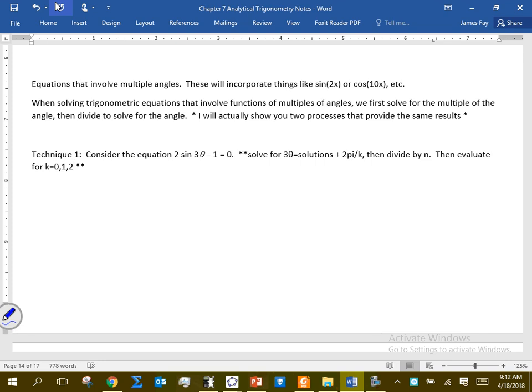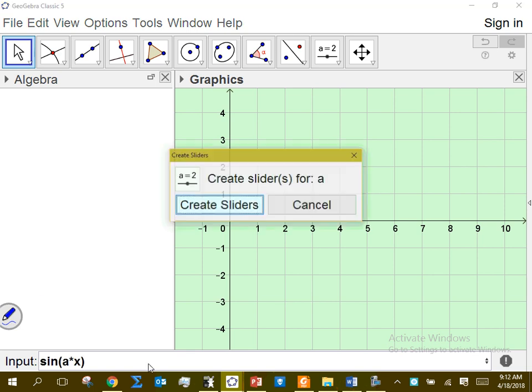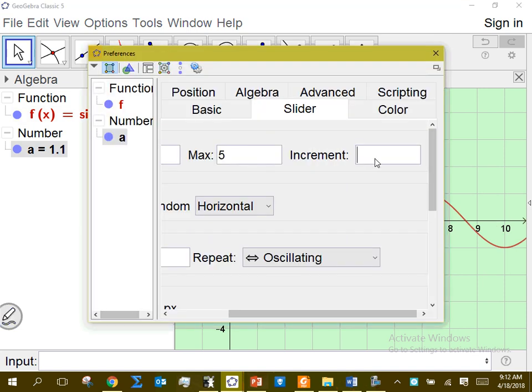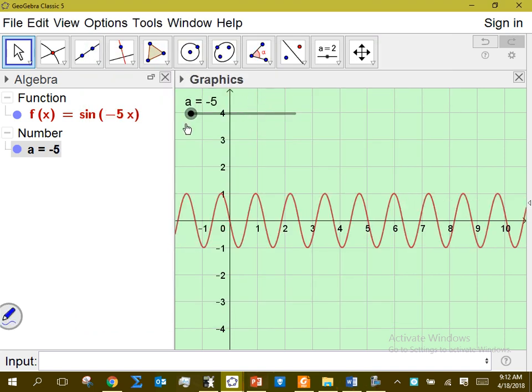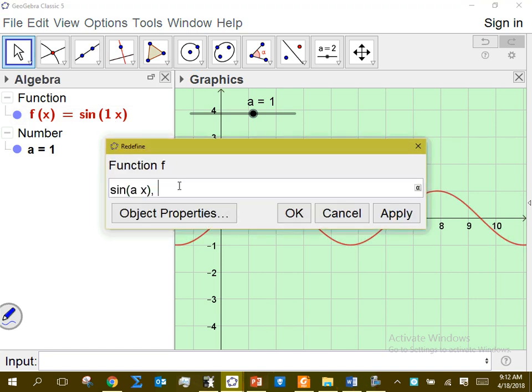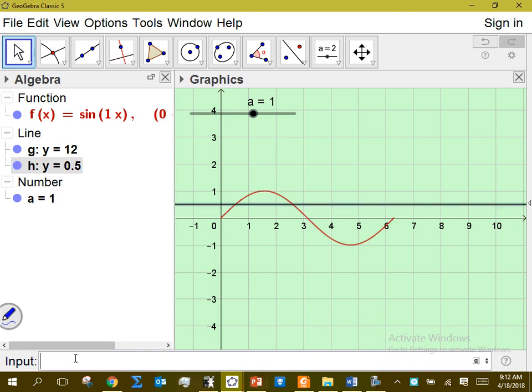A way of thinking about it graphically is to start with just a very simple sine of x. Let's look at 0 to 2 pi, just one cycle of the sine function. If I'm interested in where this equals 1/2, y equals 1/2, there we go, I'd be interested in those two solutions, those two intersection points.